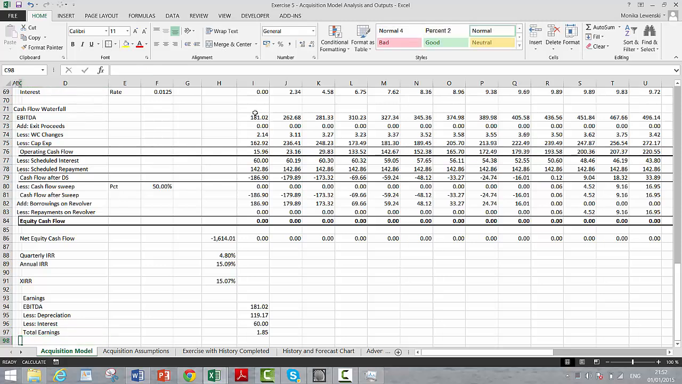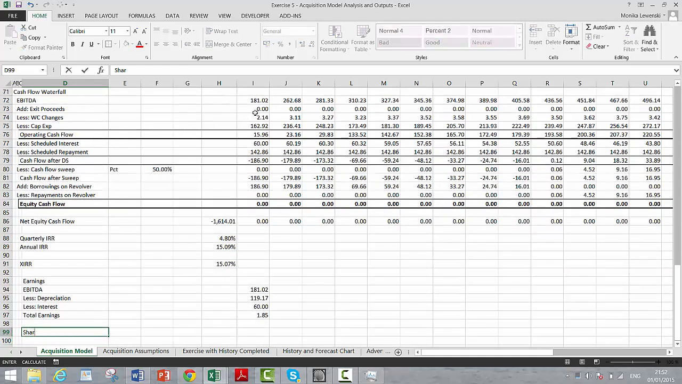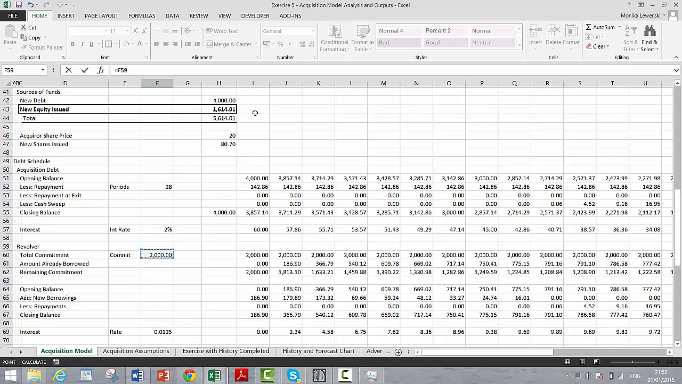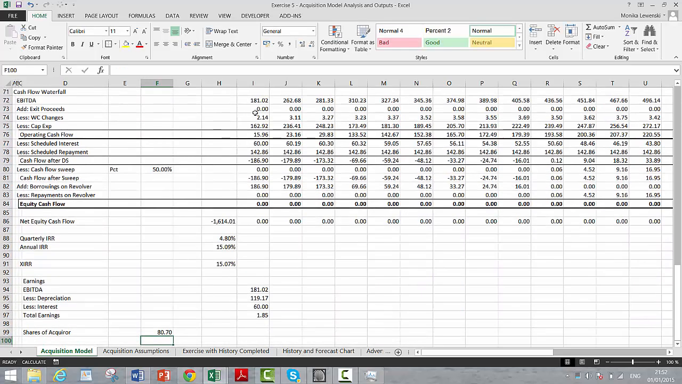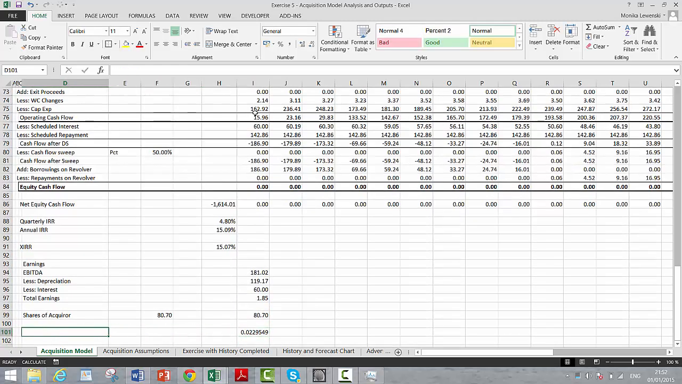And then let's put our earnings per share, shares of acquirers. At least you get the idea. The results aren't working out in a positive way, but why should they really? And press F4, and then we get our EPS impact is this. Okay.